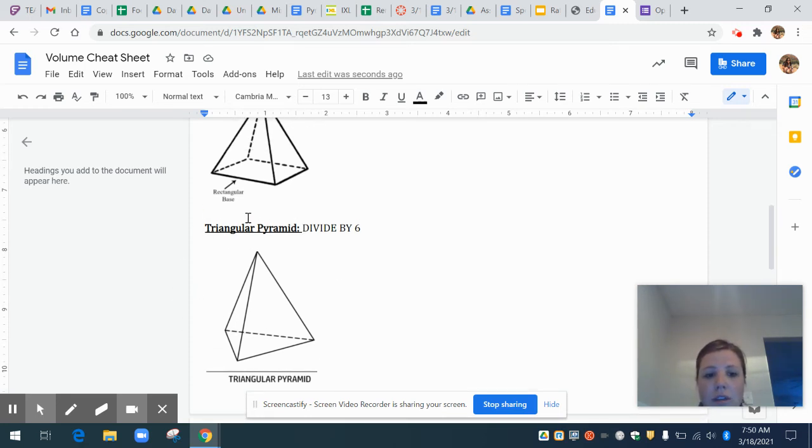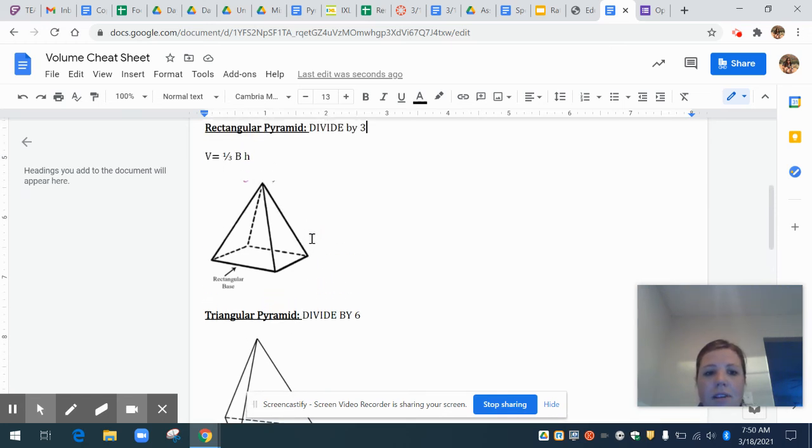So really, what you're doing when you're solving for a triangular pyramid is you'll multiply your base and height of the triangle times the height of the pyramid, and then you divide the whole thing by 6. So for triangular pyramids, you multiply your 3 numbers and divide by 6. Okay? So again, triangular pyramids, we're going to divide by 6.